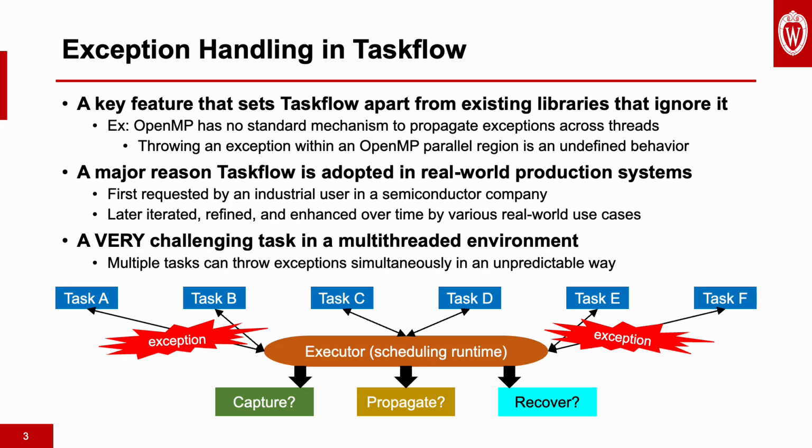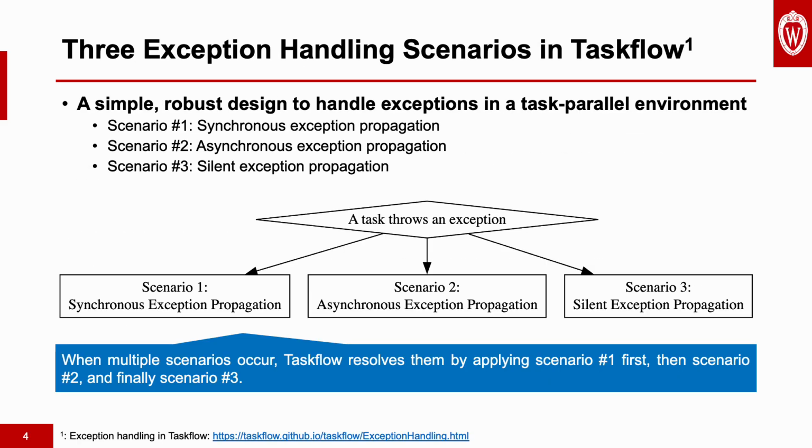You probably already know, exception handling is very challenging in a multi-threaded environment because multiple tasks can throw exceptions simultaneously in unpredictable ways. To overcome this challenge, Taskflow has a simple but robust design to handle exceptions in a task parallel environment based on the following three scenarios.